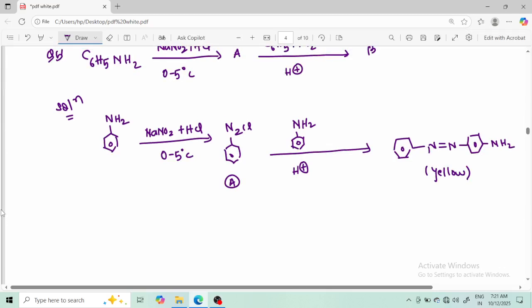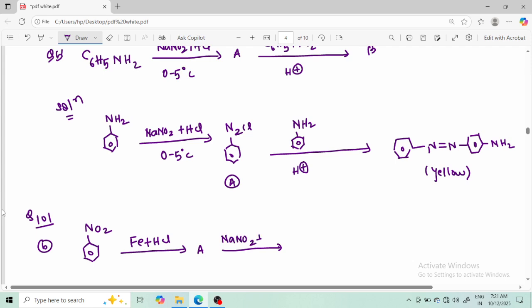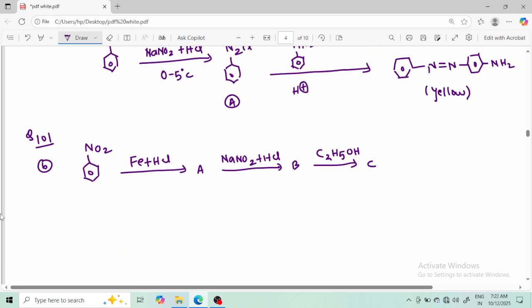This is question number 101, option B. Okay, so here they have given NO2. It's a mixture of both amine and diazonium salt reaction. It's reacting with Fe/HCl and giving A, and then reacting with NaNO2 plus HCl, right? And it's giving B. Then they have given C2H5OH and then C. So what will be the answer for this one?